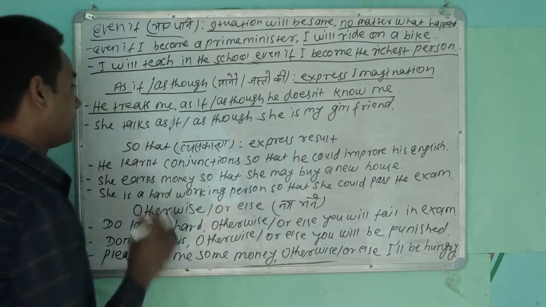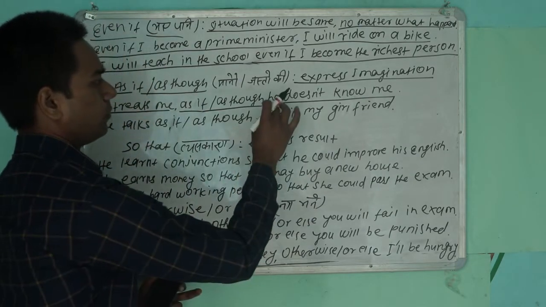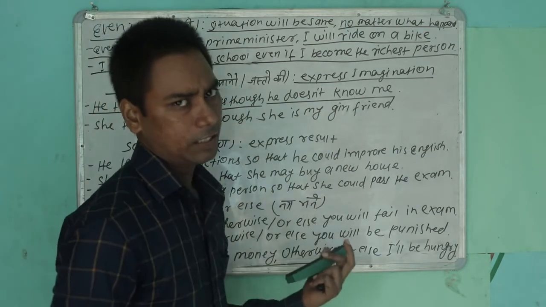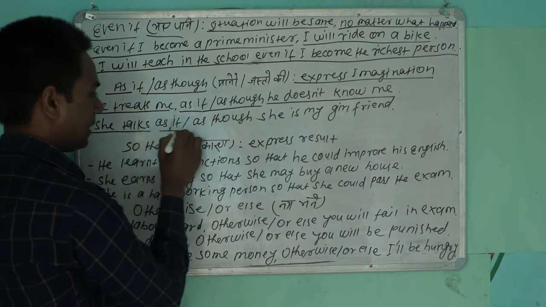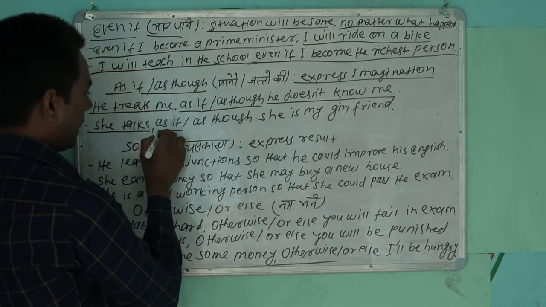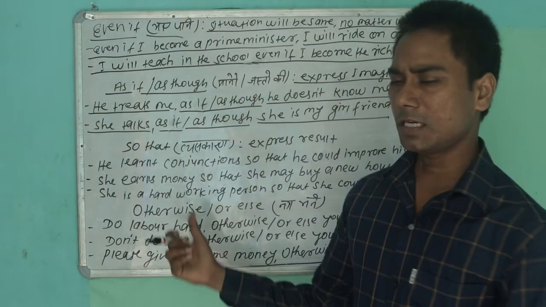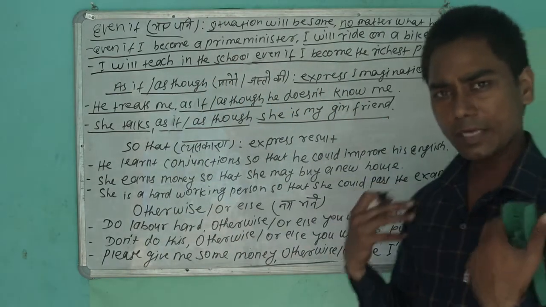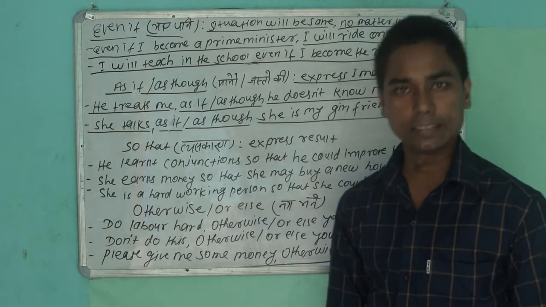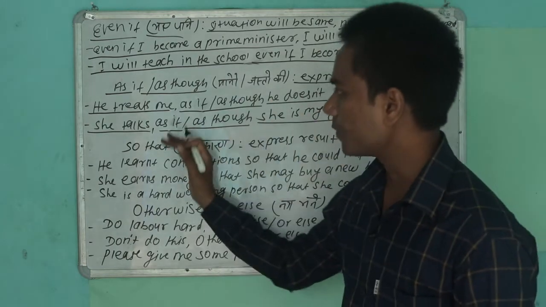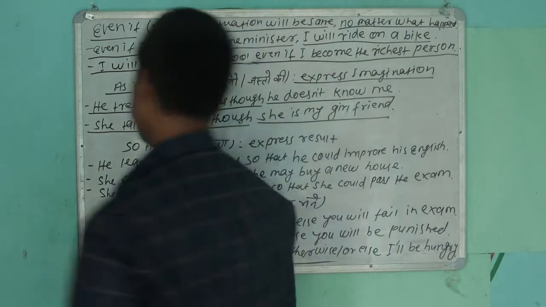It means he treats me, उसले मसँग जस्तो व्यवहार गर्छ कि ऊ मलाई चिनेको छैन. Or mano, just imagine. He talks as if or as though she is my girlfriend. Look, she talks to me as if or as though she is my girlfriend. Yeah. So in that sense we use as though or as if. Mano ko sense ma हामी use गर्छौं.